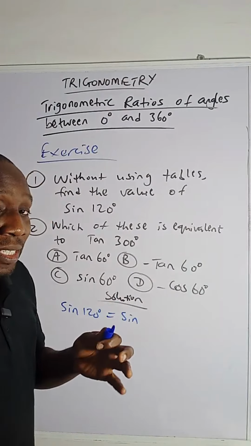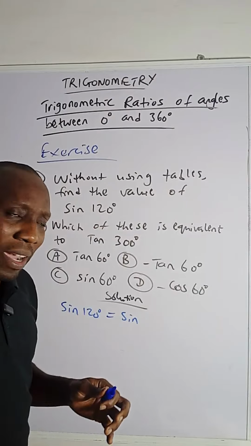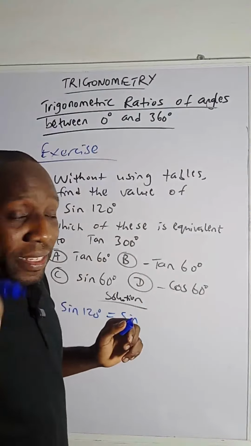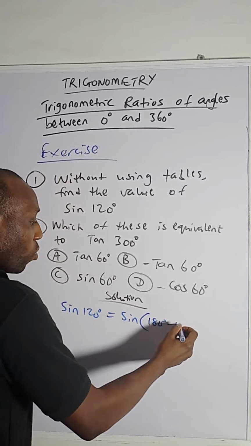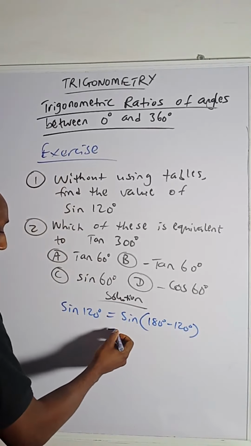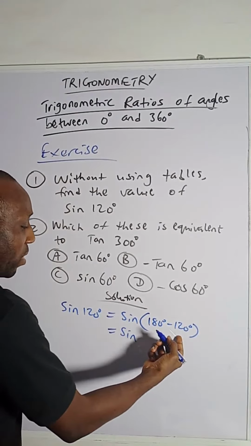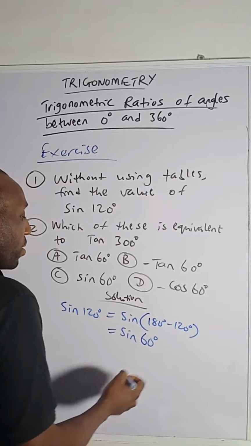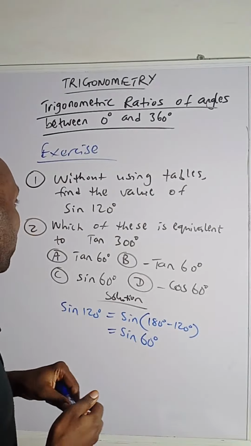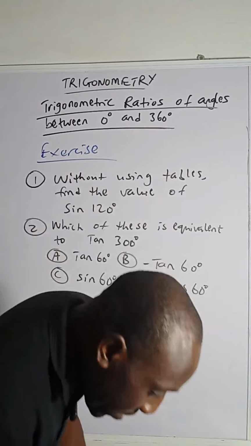If you don't know what that is, as soon as this live ends, go back and you will understand what I mean by reference angle. So you simply do what? 180 degrees minus 120 degrees. What is this minus this? That's 60 degrees. Am I correct? Yes, I am. So what's sine 60 degrees?